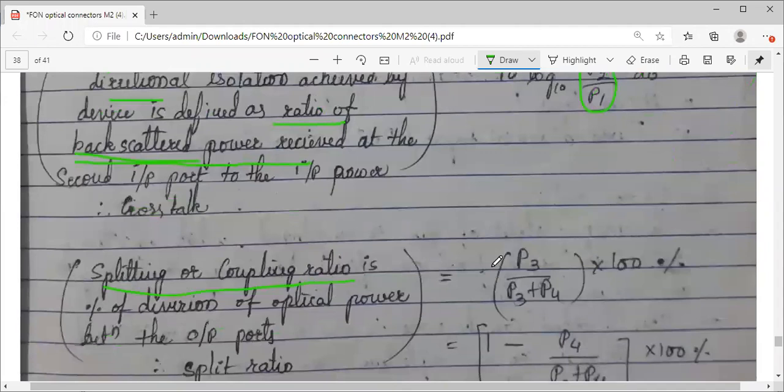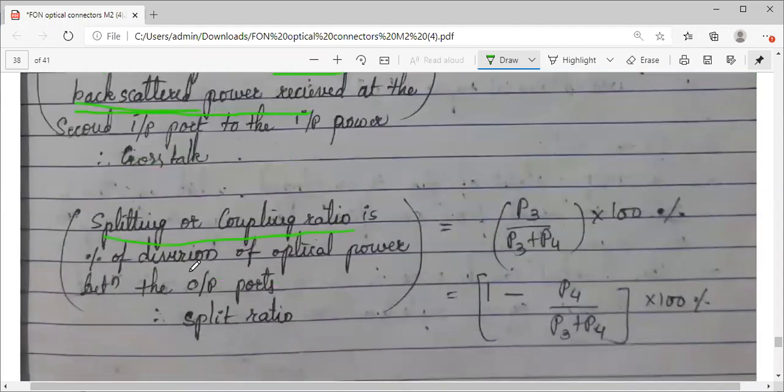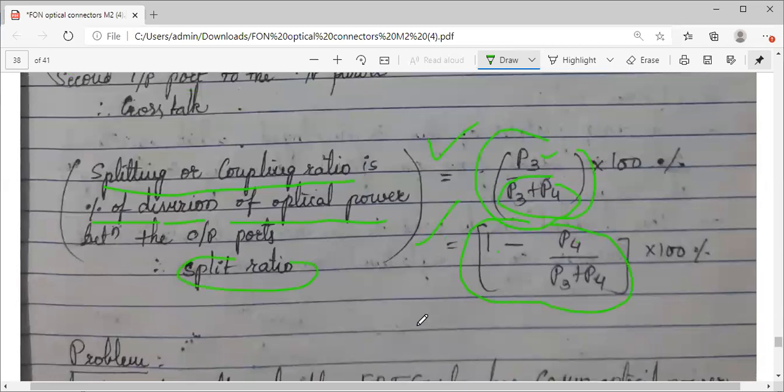Then finally the coupling ratio. The coupling ratio is the percentage of the division of the optical power. How much amount of power is distributed, how much is divided, how much power is getting coupled. From the input port, how much power you are coupling and distributing to the other ports. That is P3 divided by P3 plus P4, so this is your total output. So P3 divided by P3 plus P4, or if you want to take it in terms of P4, it is 1 minus P4 by P3 plus P4. Both will do. And this is a split ratio actually.